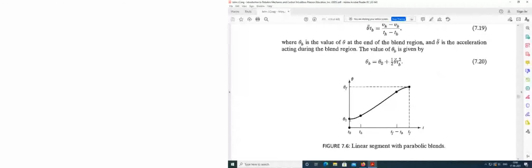So here one constraint is theta has to be theta naught and velocity is 0. So two constraints, and theta is equal to theta f, and theta dot is equal to 0 at this point. So two more constraints, and here the position has to be continuous and the velocity has to be continuous, and the same over here. So in total we have 8 constraints.